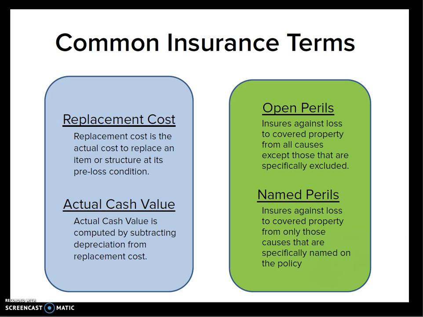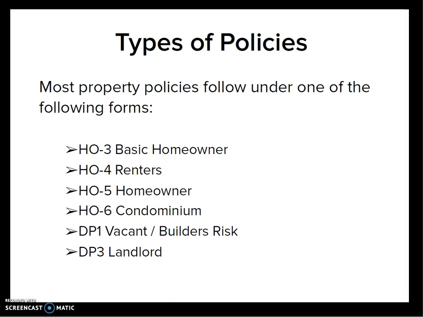On the other side here of our screen is open perils versus named perils. Open perils insures against loss to covered property from all causes except those that are specifically excluded. A named peril policy is going to insure against loss to covered property from only those causes that are specifically named on the policy. So the types of insurance policies that I'm sure you're familiar with as a lender that I wanted to go over today are really the basic forms, which is going to be your basic homeowner, your renters, your more comprehensive homeowners insurance policy, your condominium, your vacant builder's risk, and a landlord policy.